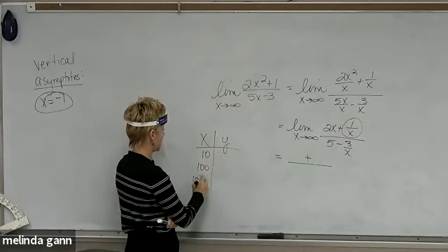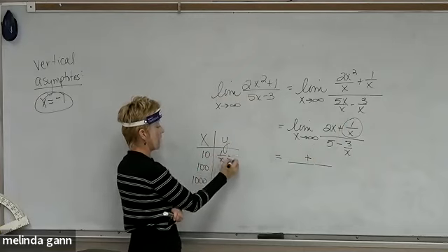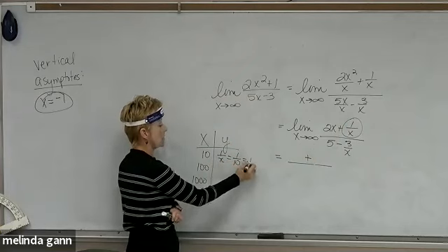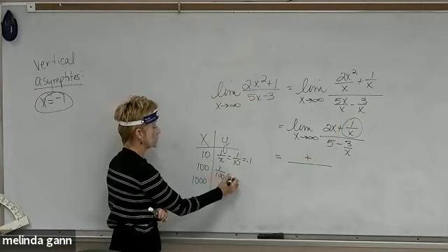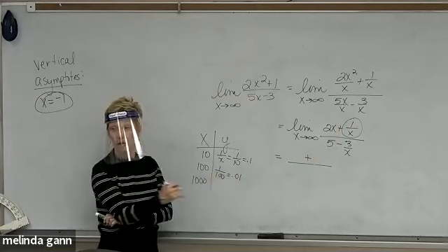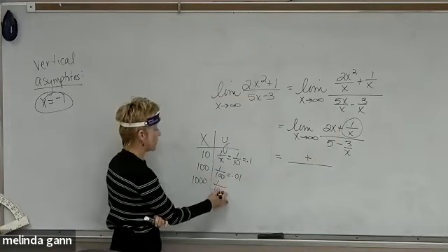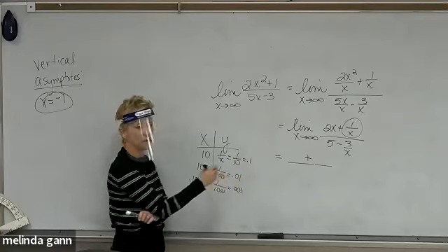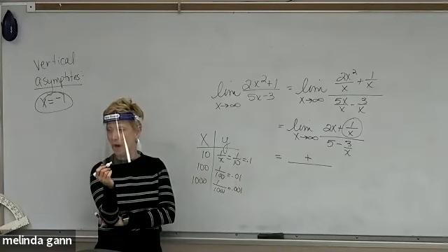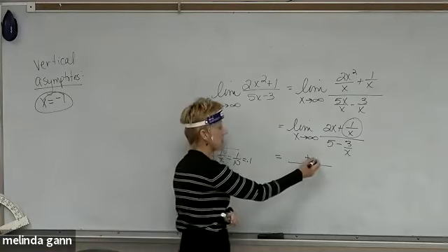Everybody understand what we're talking about? Your y is 1 over x, so if x is 10, that'd be 1 over 10, that'd be 0.1. If x was 100, you'd have 1 over 100, which would be 0.01. If x is 1,000, you've got 1 over 1,000, which is 0.001. What are these y values doing? They're getting smaller and smaller, so what's the limit of that one? That's going to be 0.